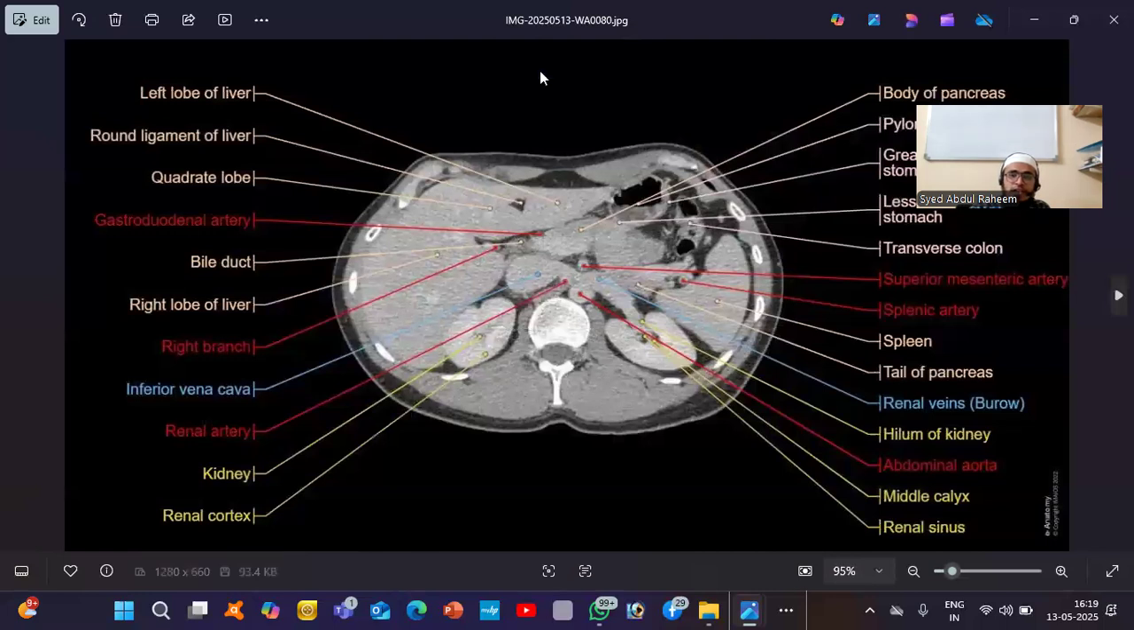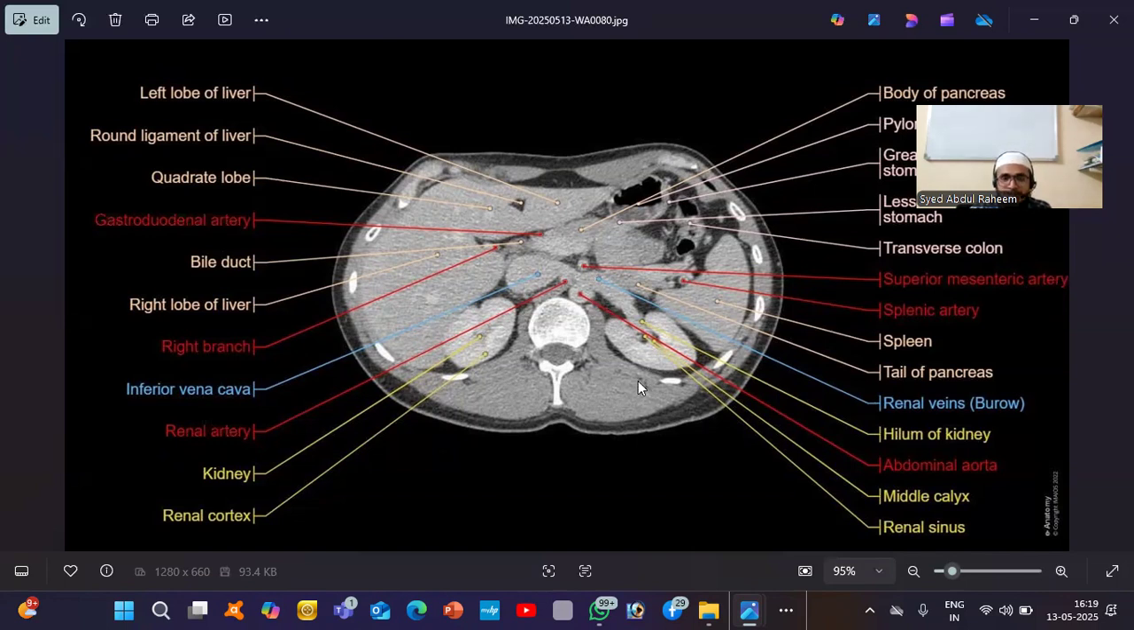Next we have CT abdomen. This is CT abdomen, a cross-section slice from the upper portion, from the thoracic region below the thorax. You are getting the slices of each and every part of the abdomen. Okay, so again, you have to start with the right side only.